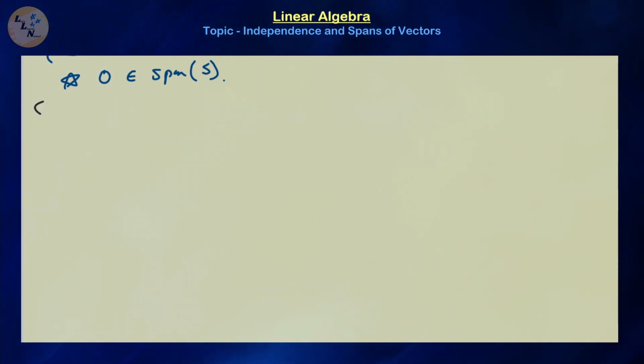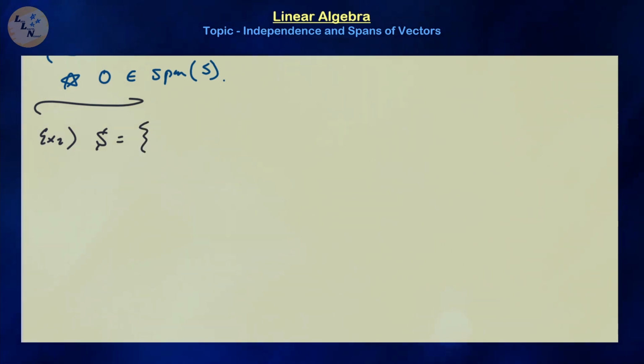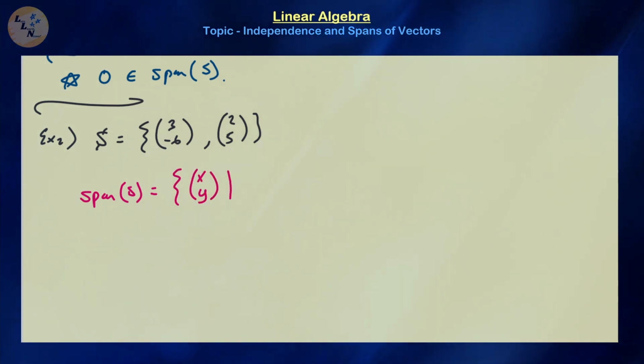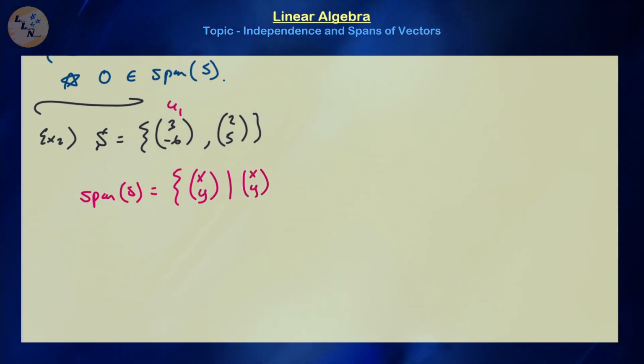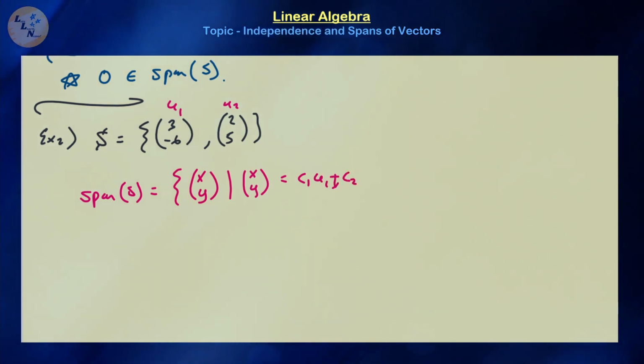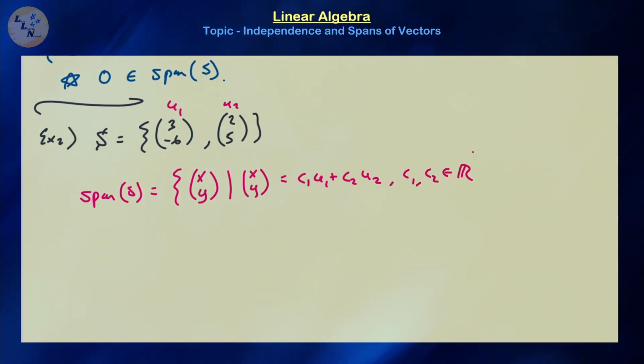The one vector set is a little trivial, but let's look at 2. Let's look at the set of vectors S, which is equal to (3, -6) and (2, 5). If we just blindly look at this, the span of S is going to be the set of all vectors (x, y) that can be represented as linear combinations of these vectors. Let's call them u1 and u2. It's just going to be equal to c1 u1 plus c2 u2, where c1 and c2 are scalars.